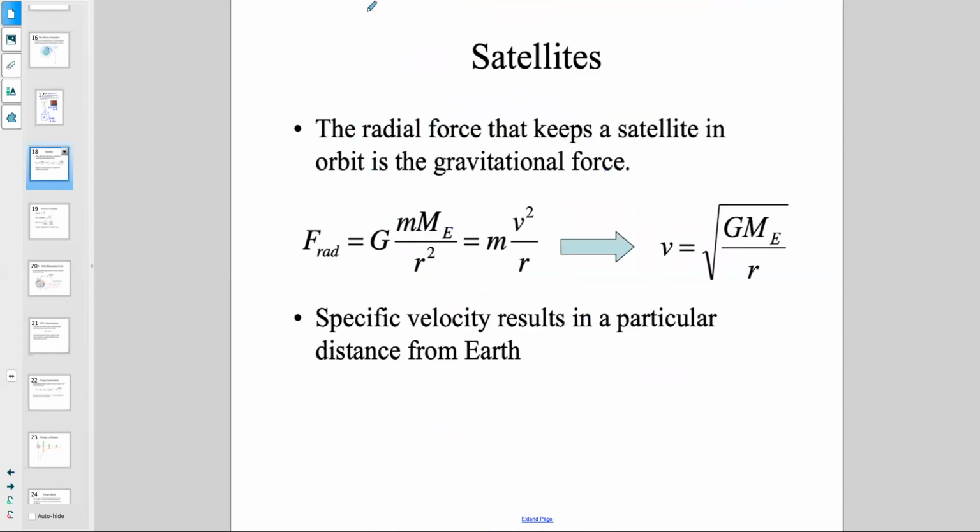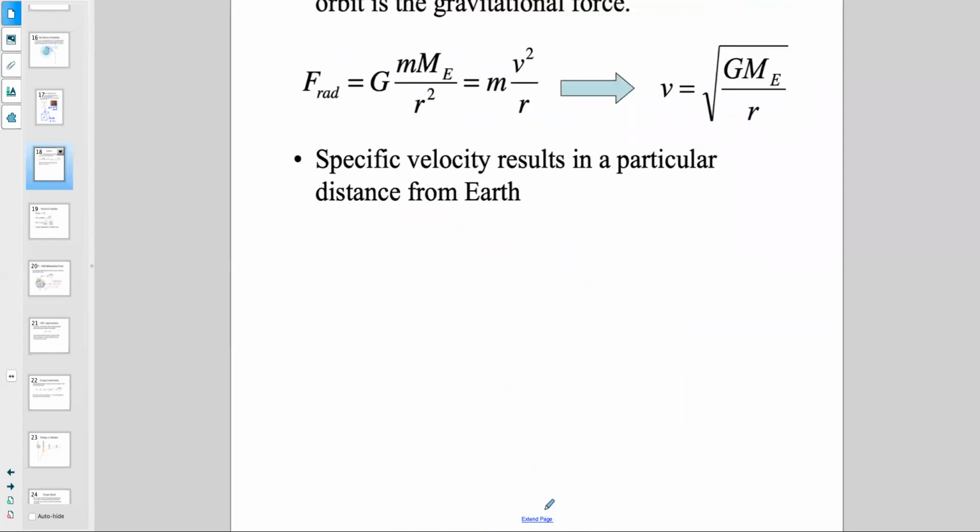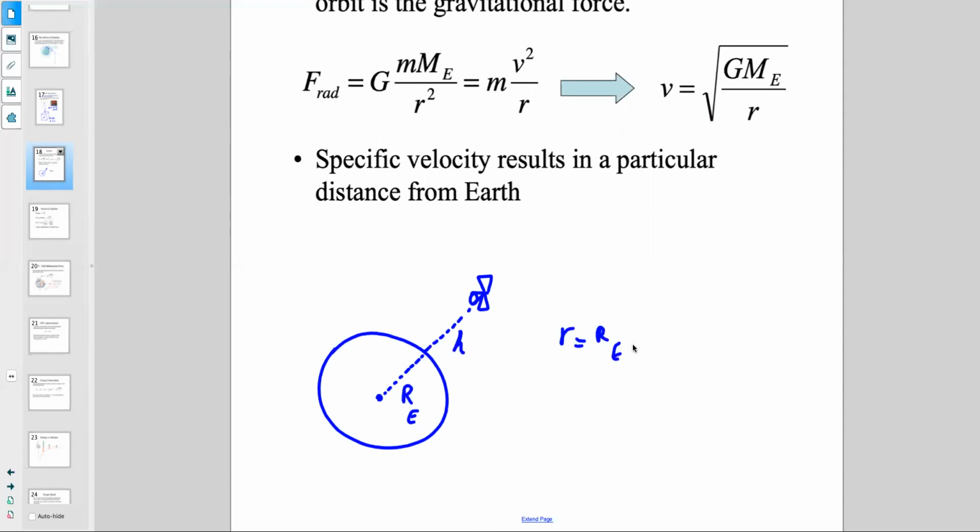So the radial force that keeps the satellite in its orbit is the gravitational force. Okay, so I have an Earth, and this is the radius of the Earth, r of e, and then I have a satellite, for example, at height h. And r, the distance, is not only the radius of Earth, but also h, the height of that satellite.